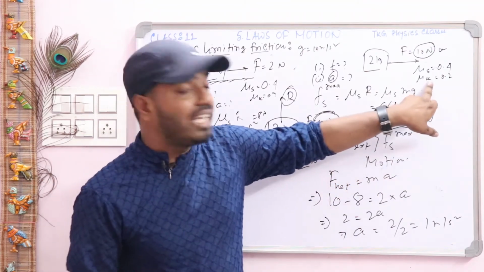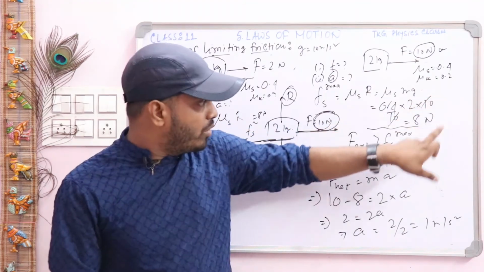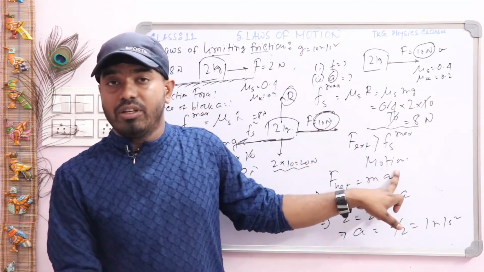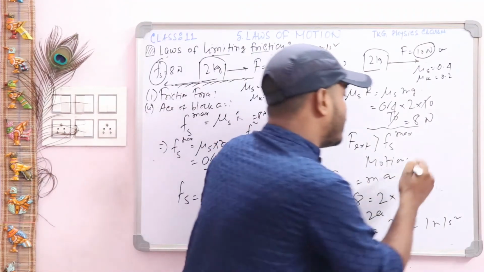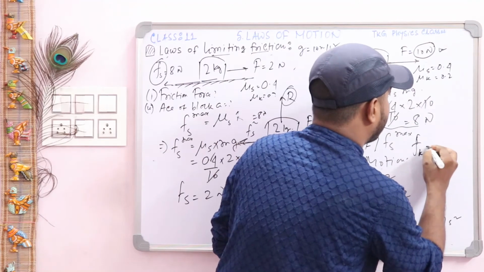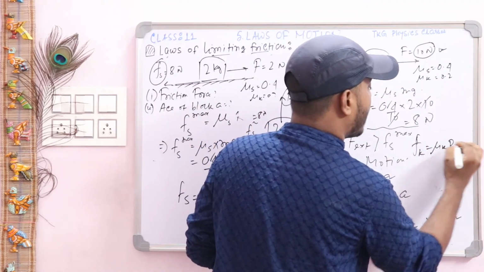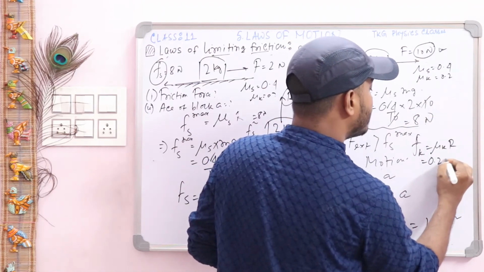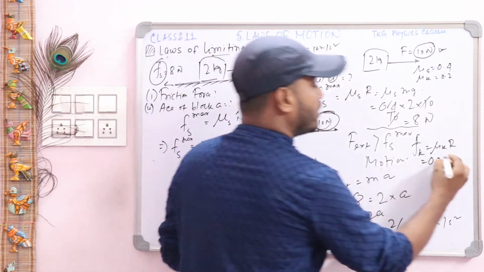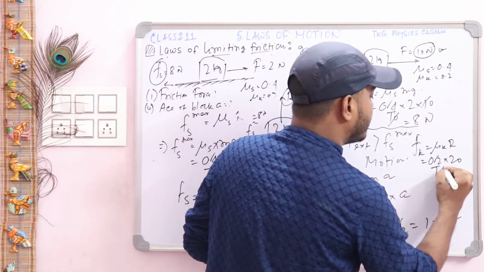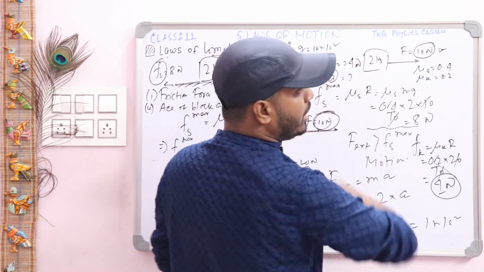Here mu k is given. If mu k is given in a numerical, and you know the body is in motion, then when the body is in motion you must find Fk. So Fk is equal to mu k into R. Mu k is 0.2, and R, the weight m into g, is 20. So this value will be 4 Newton. The first question's answer will be 4 Newton.